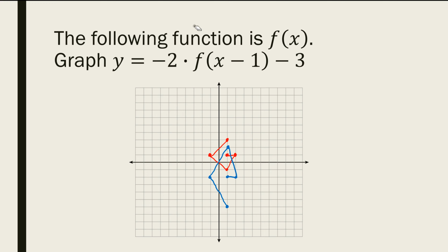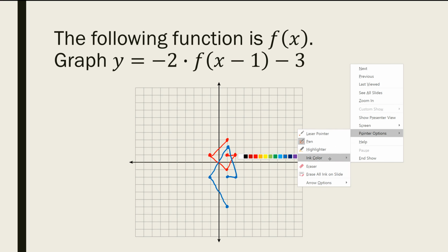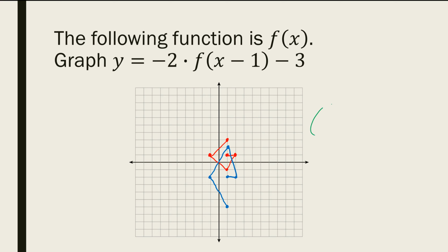Next, I need to take care of the -1 and the -3, so let me shift to a green color. This -1 means I'm shifting to the right by 1. Remember, it's opposite. This -3 means shift down 3. So I'm going to take each of my points in my halfway transformed function and move them in those ways. And I don't really need to work in order here, but I still will.